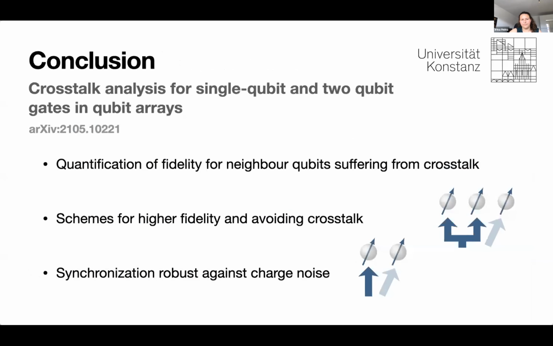Okay, so let me conclude my talk. What we found was, first of all, we can now quantify the fidelity for a neighboring qubit which suffers from this crosstalk effect. And then we looked at schemes for how to increase the fidelity, that means how to avoid this unwanted crosstalk. And then we also found out that the synchronization condition we got is not only good for an ideal gate operation, but also robust against charge noise, which is quite convenient. So with that, I would like to thank you and open up for questions.